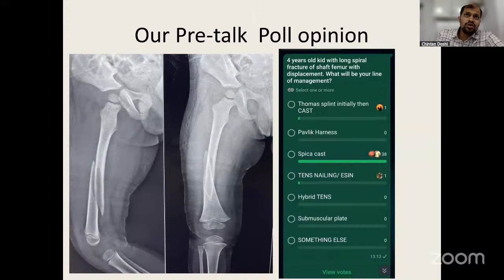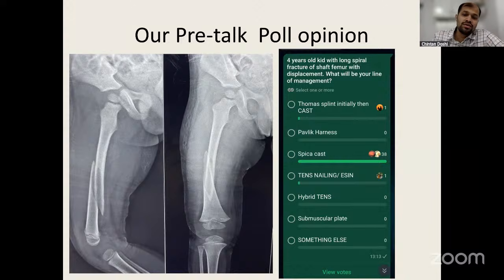Some of our senior colleagues who have not been very comfortable with spica, what they have been doing in these 3 or 5-year-old kids is applying a small Thomas splint, get the traction and the alignment right, see a soft callus formation, maybe convert it into a Tobruk cast, wherein you roll the cast around the Thomas splint and keep it till the bridging bone is formed, and then remove the cast and start weight bearing. So that is what Thomas splint initially and then cast means.